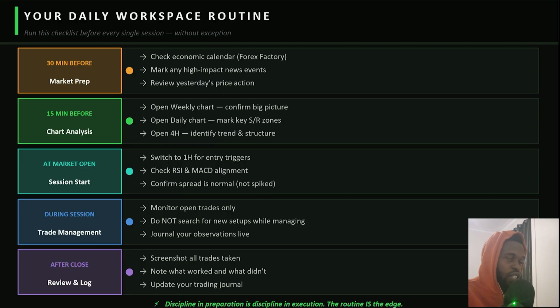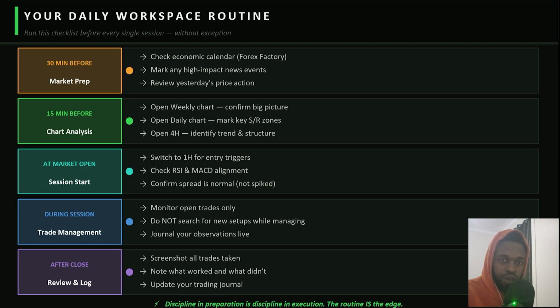Your daily workspace routine is very important for longevity and professionalism in this trading niche. So this is the checklist. You can prepare 30 minutes earlier. As you can see, you can check the economic calendar, and here we always use forex.com. It is a platform that will show you news, including red folder news, which would be highly impactful.